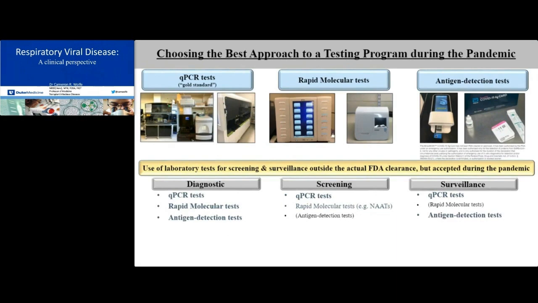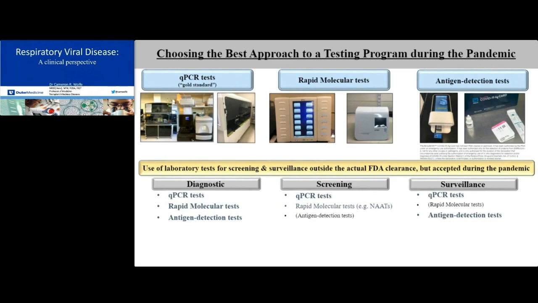So during the pandemic, laboratories were challenged to select and implement the most appropriate testing for SARS-CoV-2, in order to provide appropriate service for diagnostic testing, screening patients, as well as surveillance testing. Therefore, most laboratories implemented a mixture of rapid sample-to-answer tests, high-throughput molecular tests, as well as antigen tests. As many of you may remember, use of such tests for purposes of screening and surveillance fell outside the scope of the EUAs. However, such practices were considered acceptable even by the regulatory agencies during the time of the pandemic.